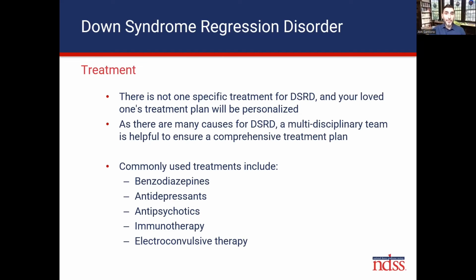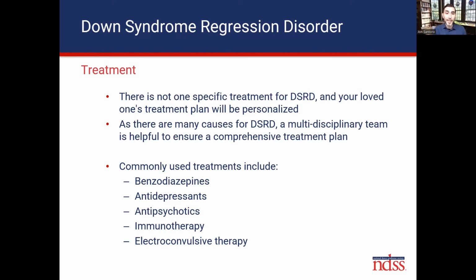There's not one specific treatment for individuals with Down syndrome regression disorder, but a lot of the tests that we get are designed to provide us with information that may make us able to suggest the best possible treatment based on the symptoms. It's always best to seek care from a multidisciplinary team that involves psychiatrists, neurologists, primary care doctors, geneticists, because ultimately everybody's regression or the symptoms of regression may be caused by many different things, and you may require specialty care from one of those different types of doctors.